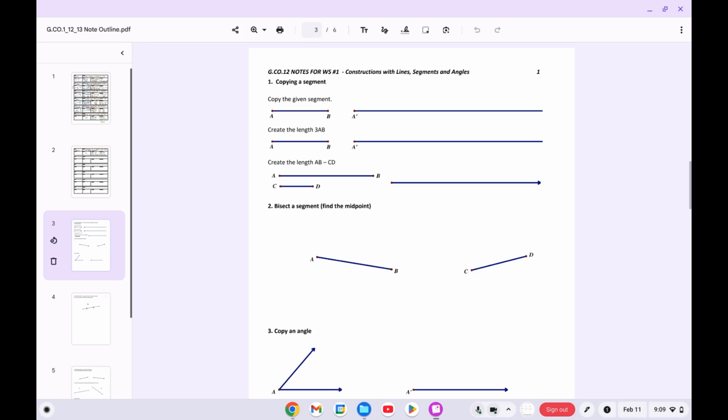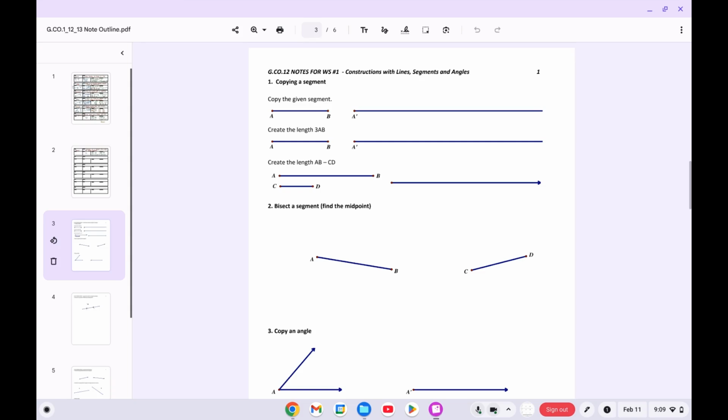So sometimes we might need to just copy a segment down. Sometimes we might need to cut a segment in half or be able to put a shape inside of another shape. And so we're going to start today getting into some of our constructions. And the next couple of days, we're going to see different constructions and how you properly use tools to help you do this.